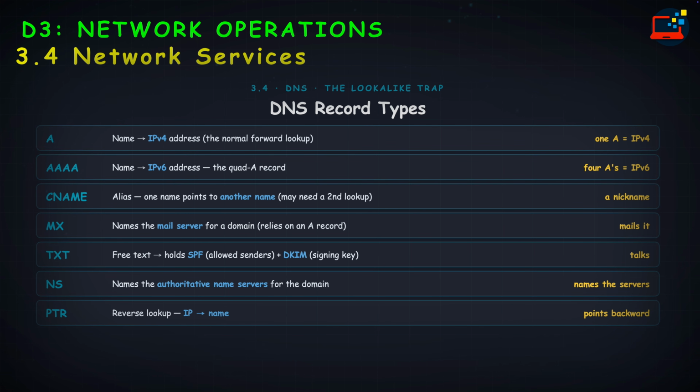Here's the whole set as one line. A is one IPv4, quad A is the long IPv6, CNAME is a nickname, MX mails it, TXT talks, NS names the servers, and PTR points backward.